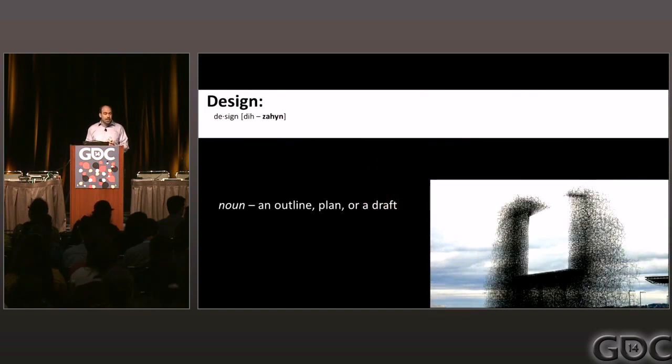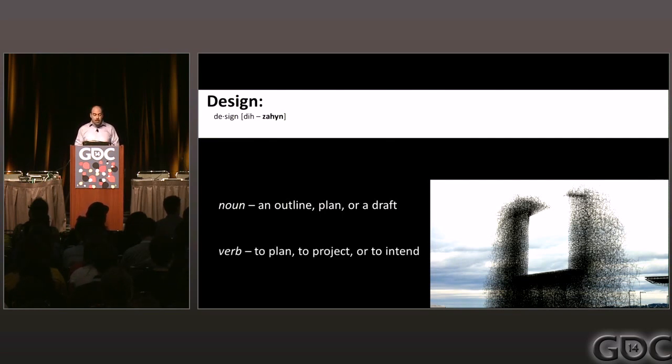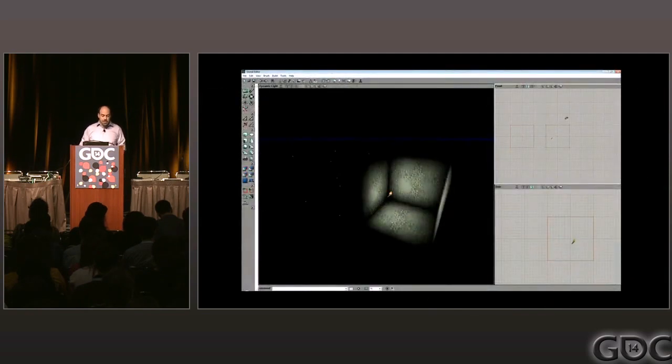Well, design can be defined as a noun. It's a plan or a draft. But it's also a verb, to plan, to project, or to intend. And I love that intent definition because it really helps capture how much of design is about emotion and empathy. And to me, this is one of the core concepts of what I'm calling negative space design, and using these techniques to achieve the more commonly discussed principles of design, which are balance, contrast, and emphasis.